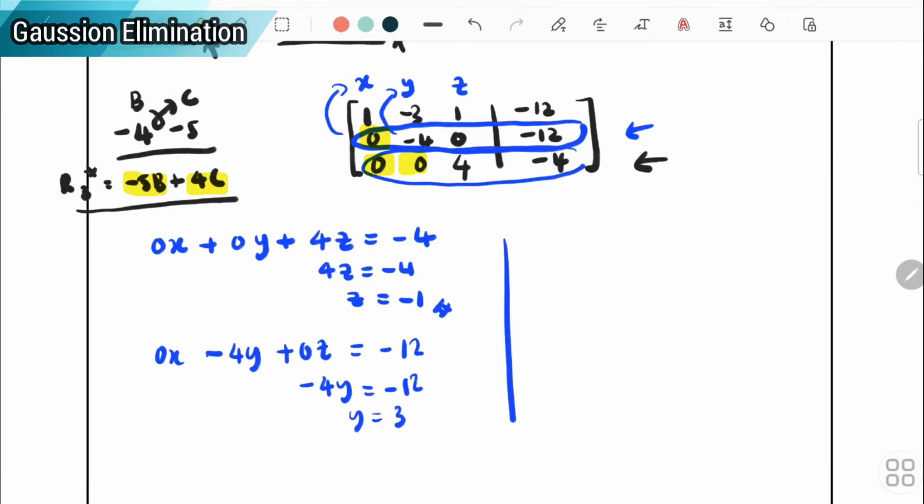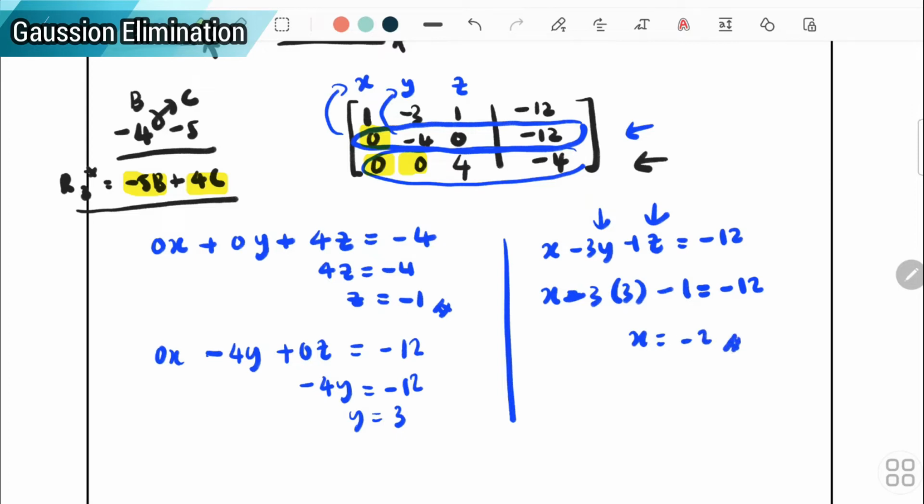And the last step is for the first row. So the first row is x minus 3y plus z equals -12. Since we already have the value of y and z, you just need to substitute. So x minus 3 multiplied by y equals 3 plus z. So z is -1, so x minus 3 plus -1 equals -12. So for x, you get -2 as the final answer. So now we have done solving the system of linear equations by using the Gaussian elimination method.